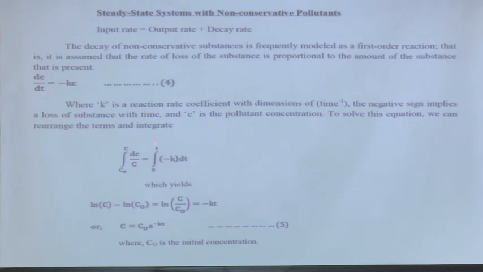So, at time t the concentration is C, at time 0 C is equal to C0. If I integrate them, we get ln C minus ln C0 is equal to this form, and then finally we get C is equal to C0 e to the power minus kt. Okay, no doubt about it, no confusion, it is a very simple derivation.